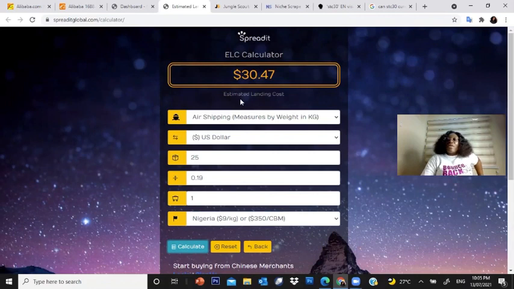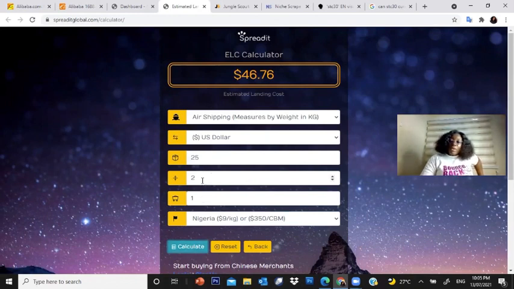And now remember, because I used a lightweight, 0.19, that's extremely lightweight. So let's assume our product is 2 kg, still $25 worth of product, quantity 1, still Nigeria, air shipping, US dollars, and I'm calculating it. That same product that was $25 is now $46. Now you're going to be thinking this looks small, $46.